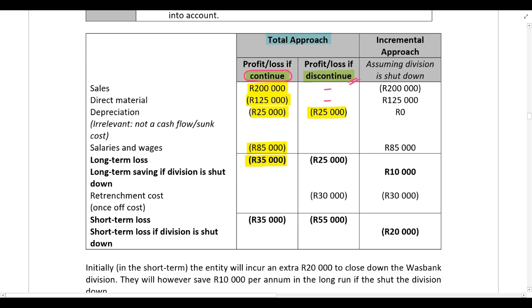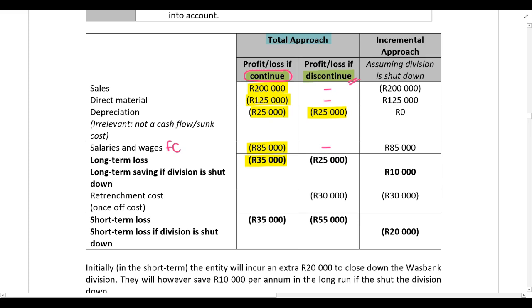However, with the salaries and wages, we were told that if they discontinue, all of their staff are going to be retrenched. So please note that even though the salaries and wages are fixed costs, when they shut down, they retrench all of those workers. So they will not incur that cost anymore. Okay, so please be careful. You need to think logically.